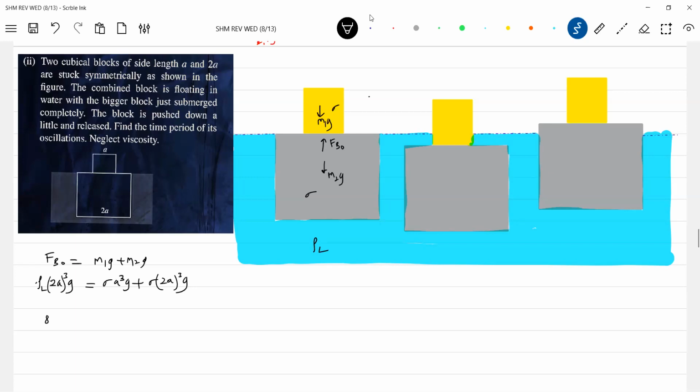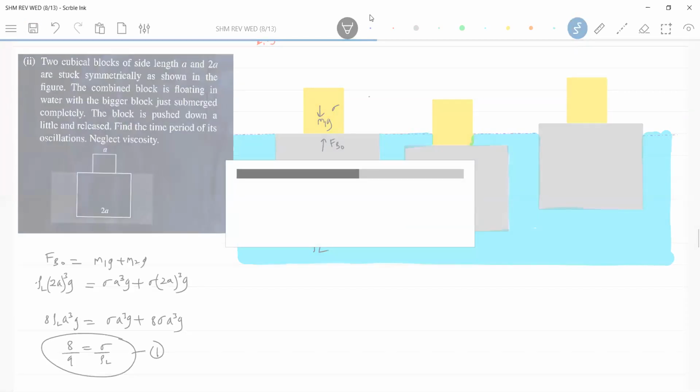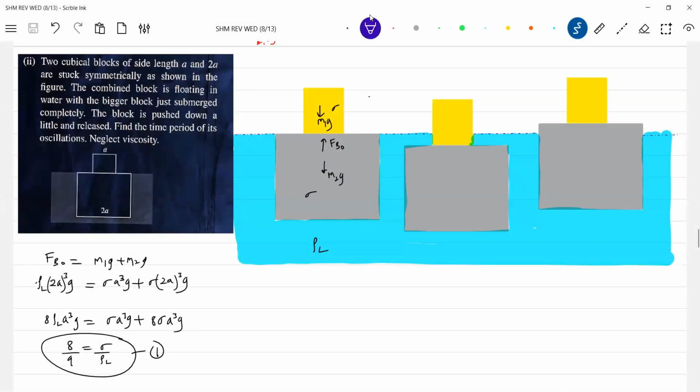Volume immersed, so this will become 8 rho L. So sigma will be 8 by 9. Check once. If I'm right, I'll proceed. Density of solid by liquid, water. Yes, sir. We'll take this as equation 1. It's asking the time period of oscillation, as the side length is 2a.